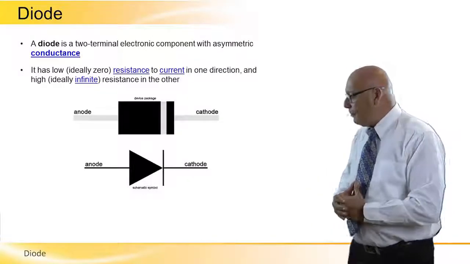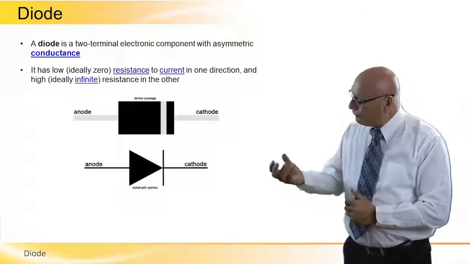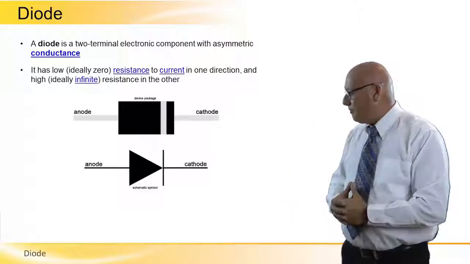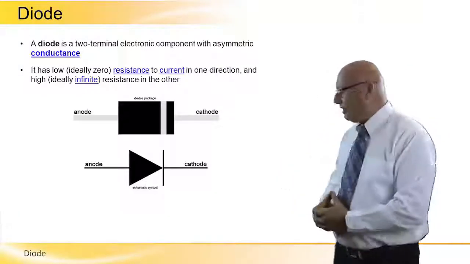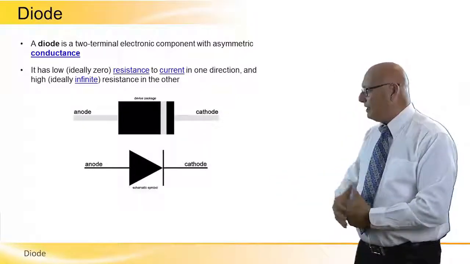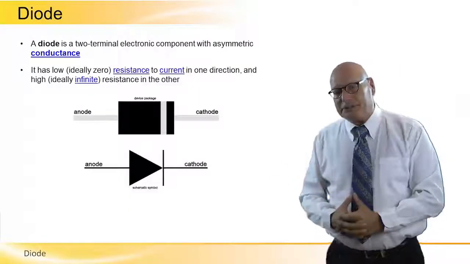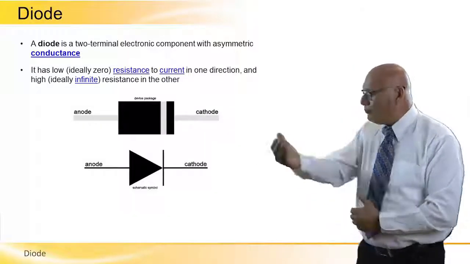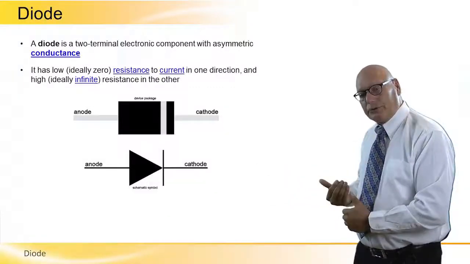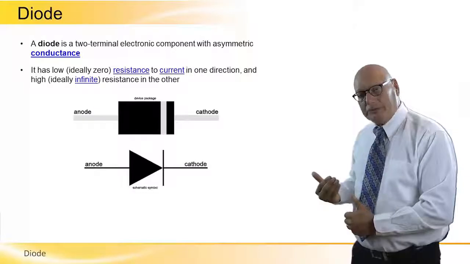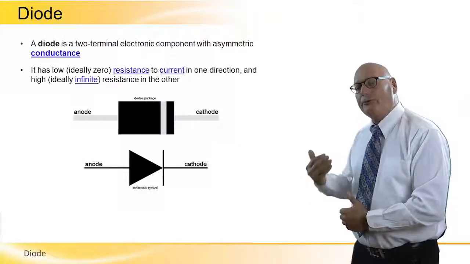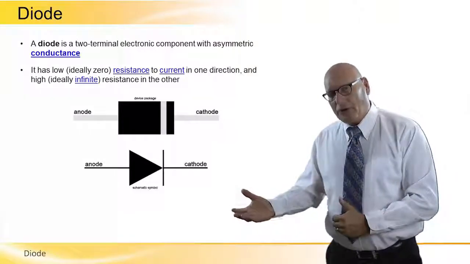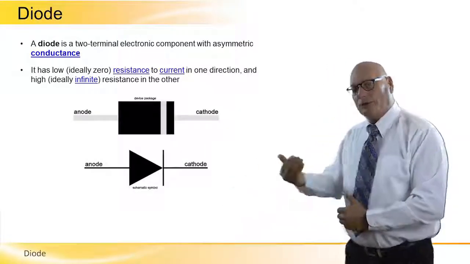Let's look at the symbol and a physical presentation of a diode. On the top is a physical presentation of a diode. We have the anode on the left-hand side and the cathode on the right-hand side, and the current flows from the anode to the cathode one way. It's like a one-way street. Current cannot flow from the cathode back to the anode. Only one way, from anode to cathode.